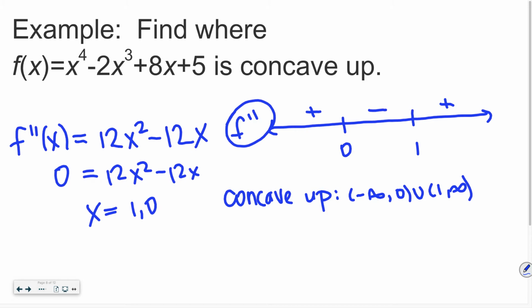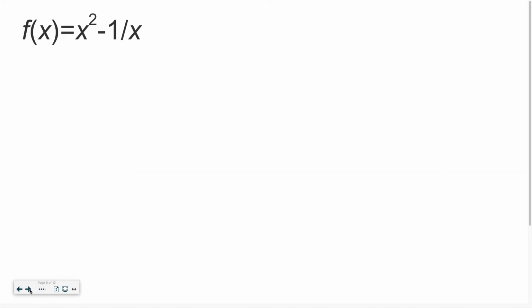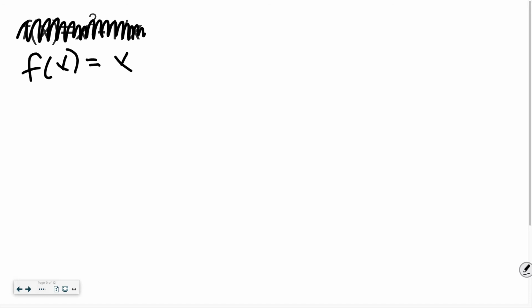If I were to ask you for points of inflection, would 0 and 1 both be points of inflection? Yes, because they both have changes in concavity. All right. We are going to do one more problem, but I've changed it. F of x equals x to the 2/3.